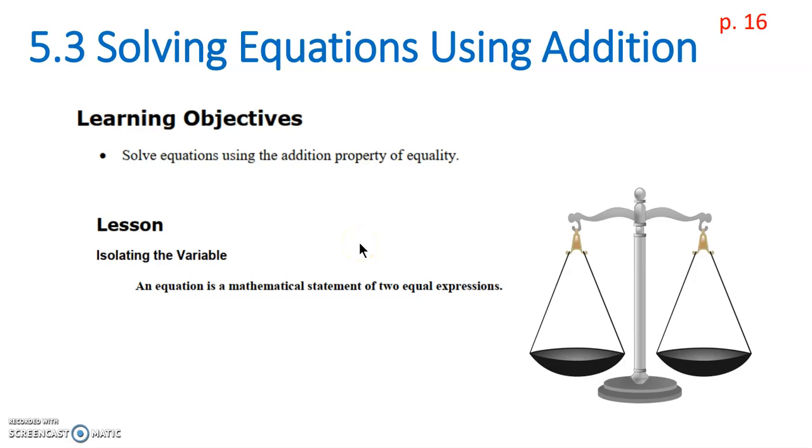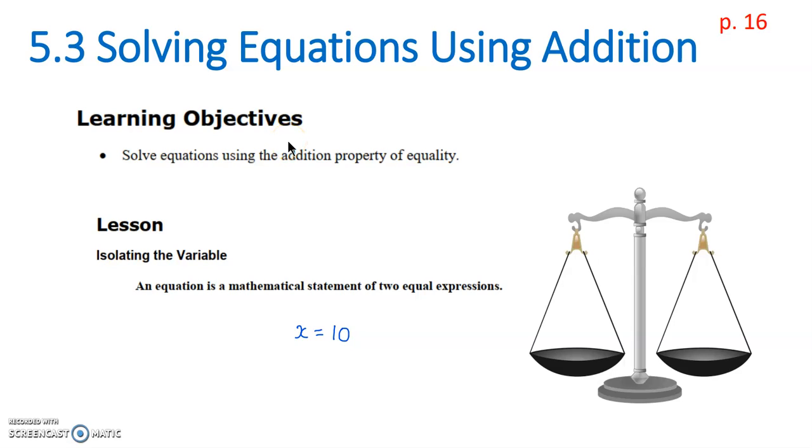Hello, in this lesson 5.3 we're going to begin to solve equations using the addition property of equality. So what we will do today is we will learn how to isolate a variable so that we get a variable on one side of the equal sign, for example x is equal to, and then we get our number on the other side, for example something like 10.